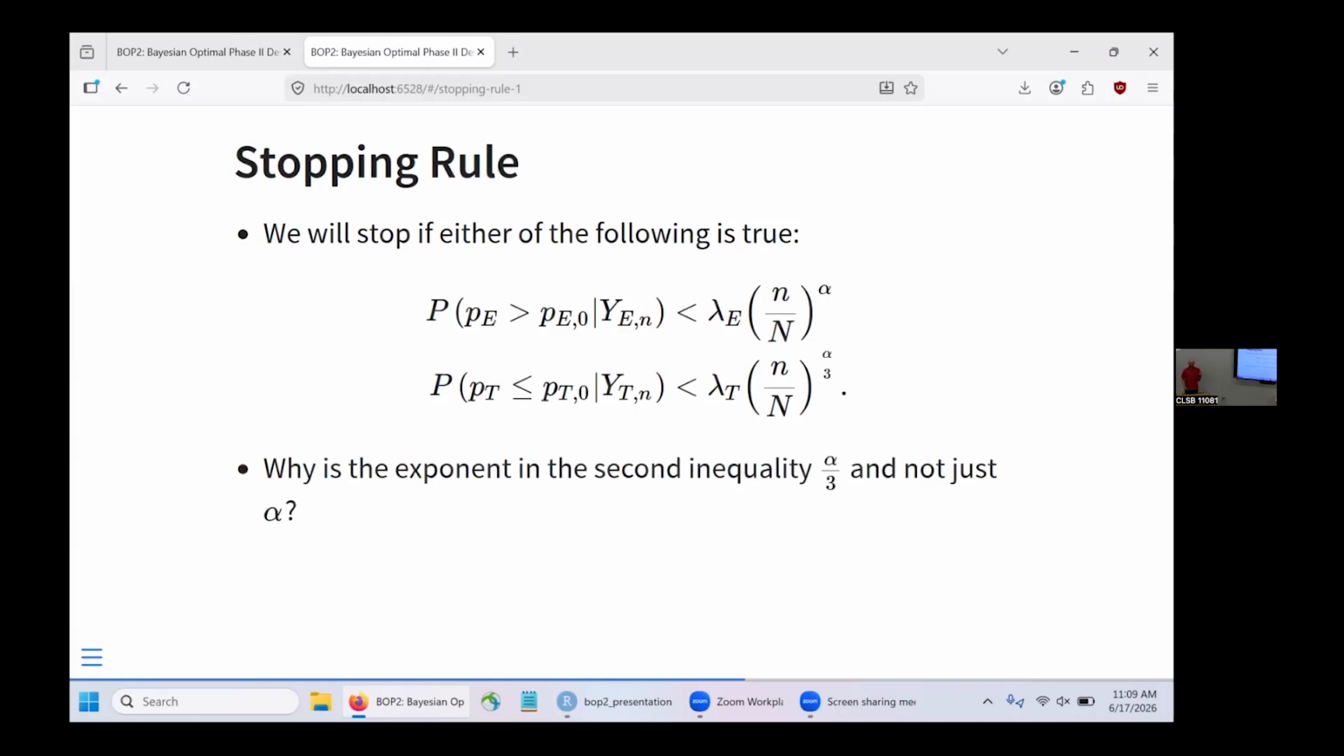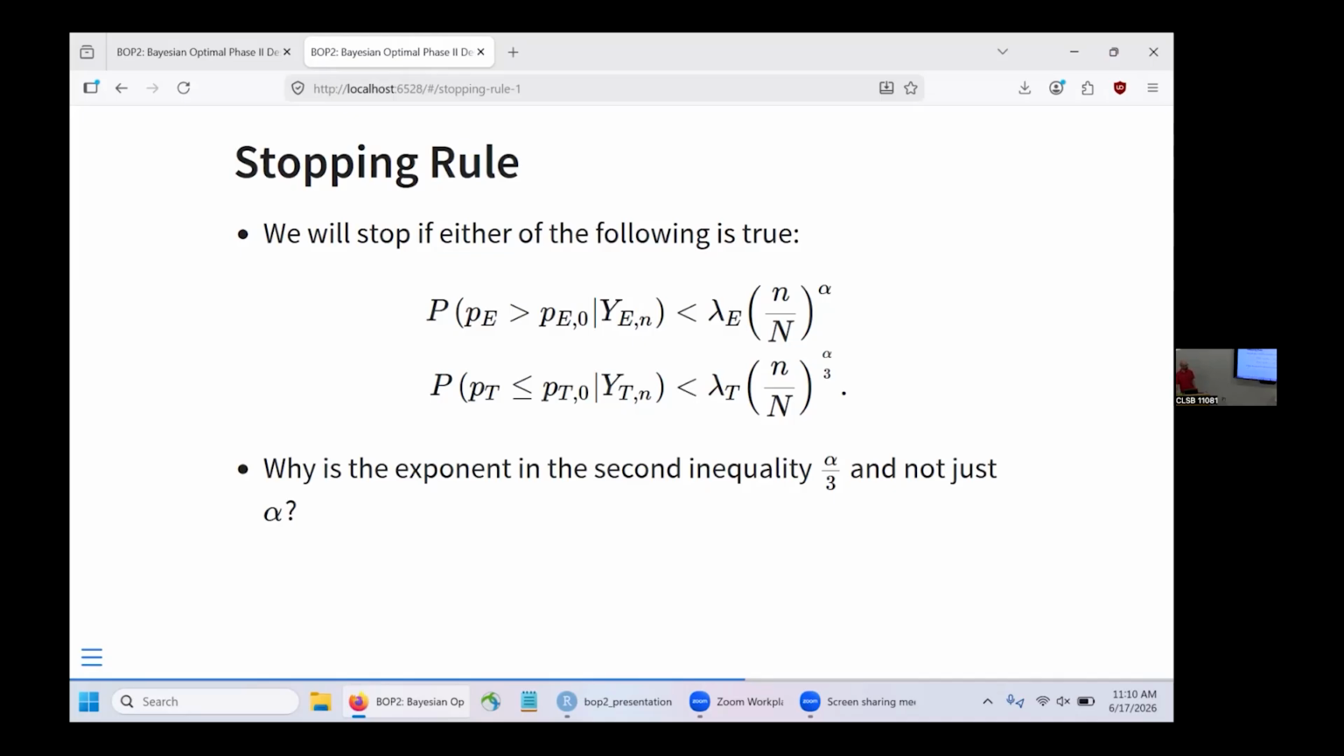Can anyone tell me why the exponent in the second inequality is alpha over 3 and not just alpha? Maybe someone other than Professor Yuan? Oh, because the error is distributed across 3 optimal scenarios. Not quite. We're not yet to the setting type 1 error and stuff. It does have to do with multiple possibilities.